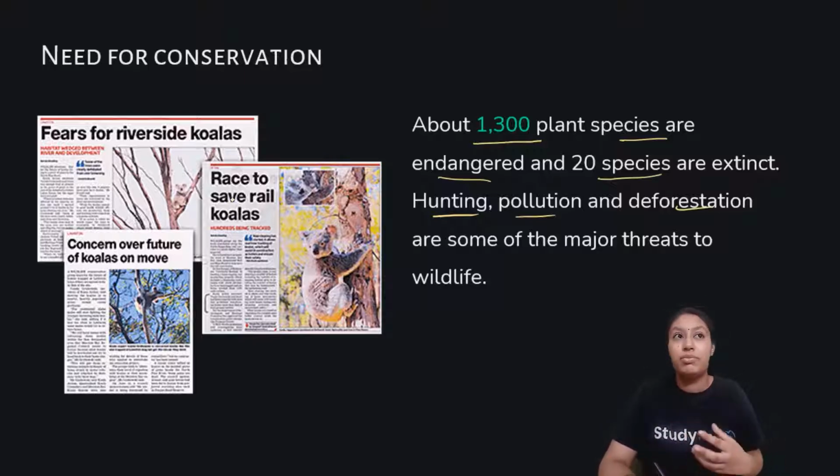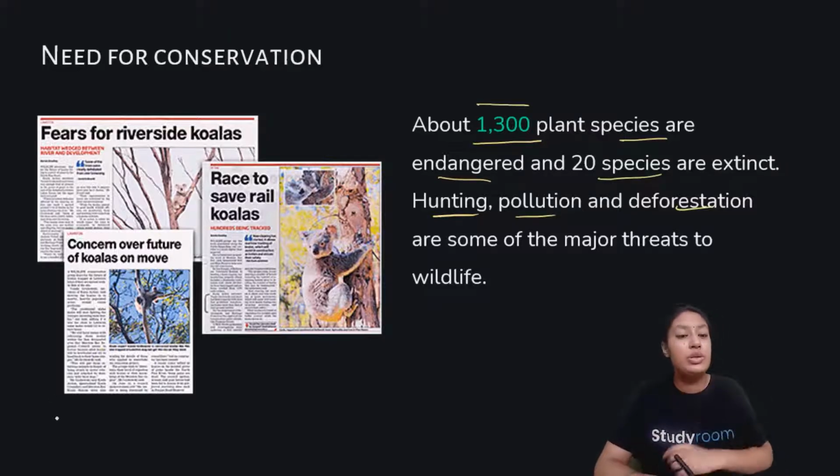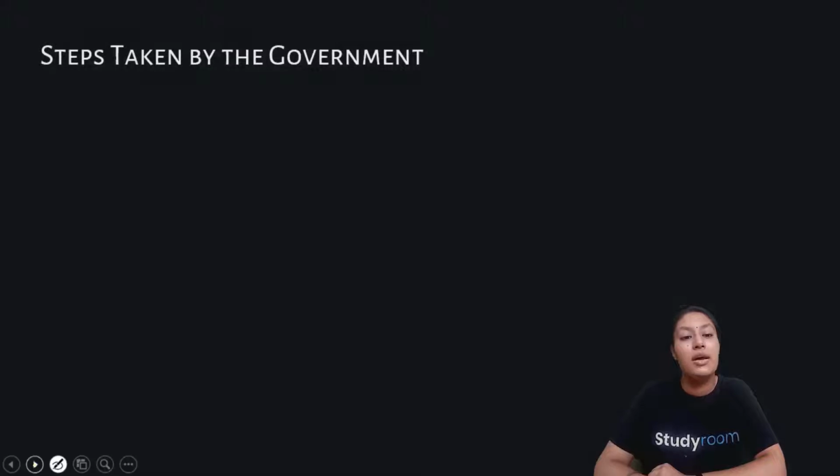And like these 20 species that are extinct, these 1300 plant species will one day become extinct, and we will sadly no longer be able to see them. So that is why the urge and the need to save them is very high.